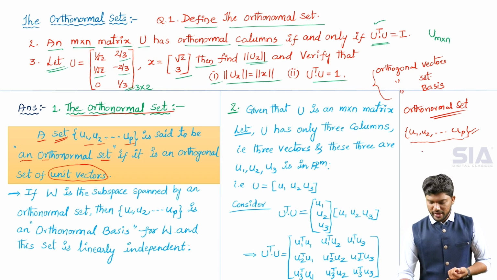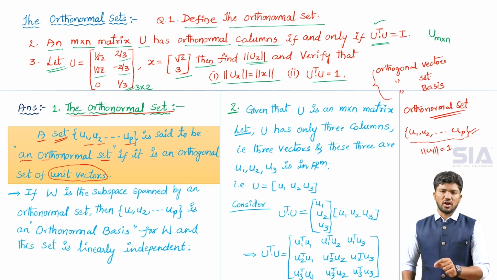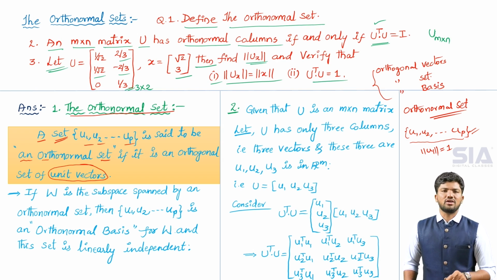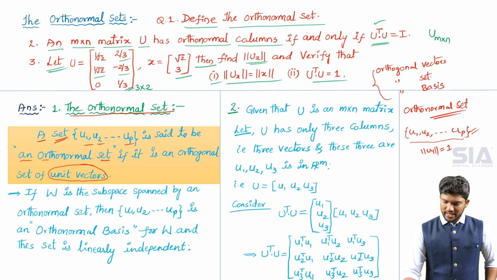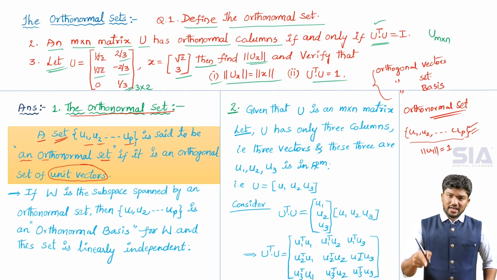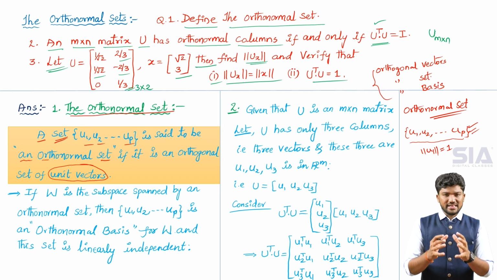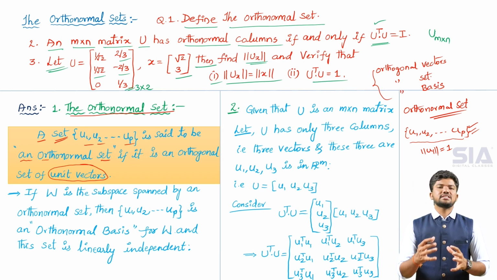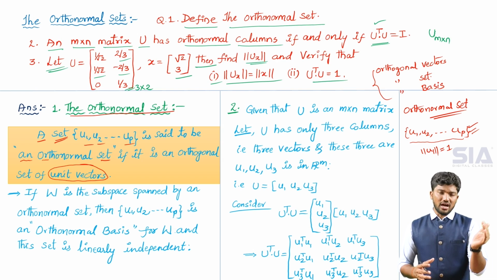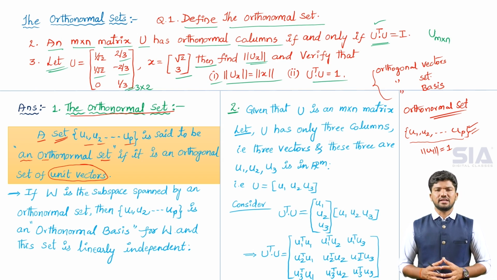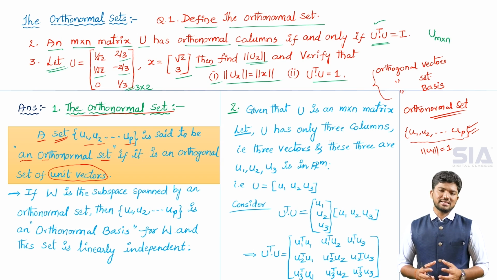Unit vectors means that the norm, the length of each and every vector, is equal to 1. Norm or length, both are the same. If the norm of the given vector equals 1, we can call it a unit vector. So whenever you take an orthogonal set, and the length of the vectors in that set is equal to 1, that is, all the orthogonal vectors are unit vectors, then we call it an orthonormal set.